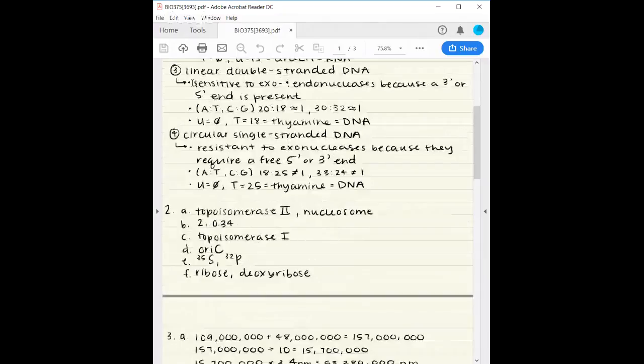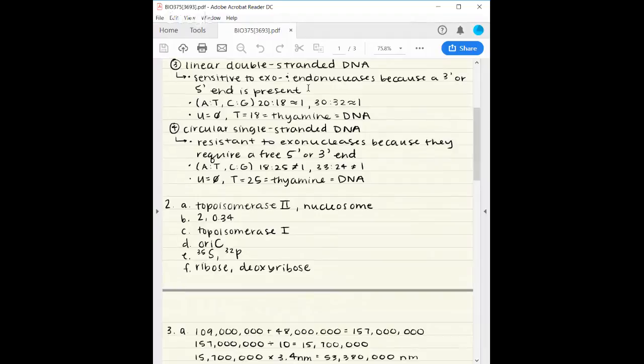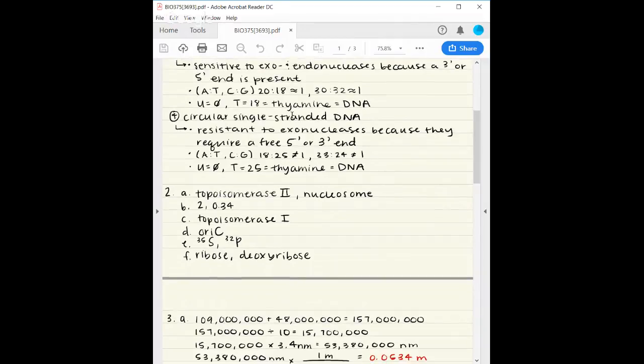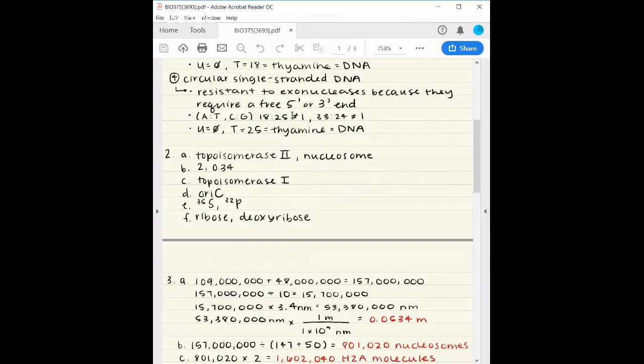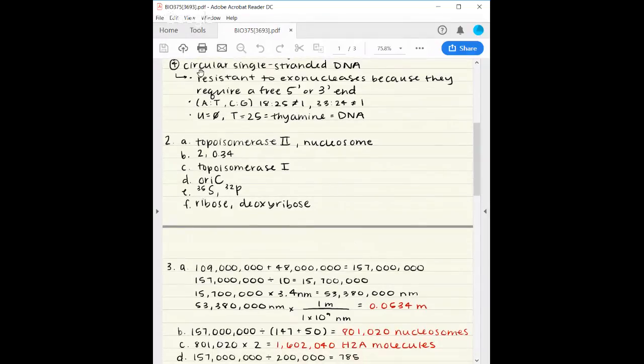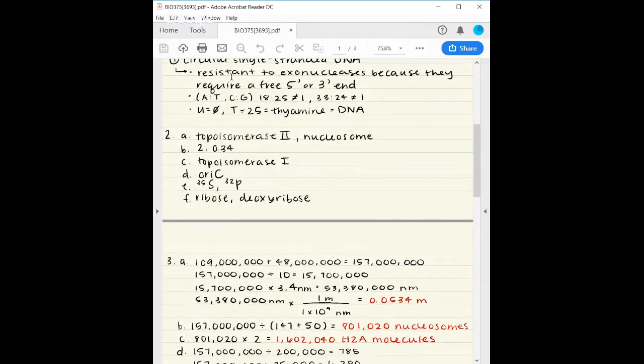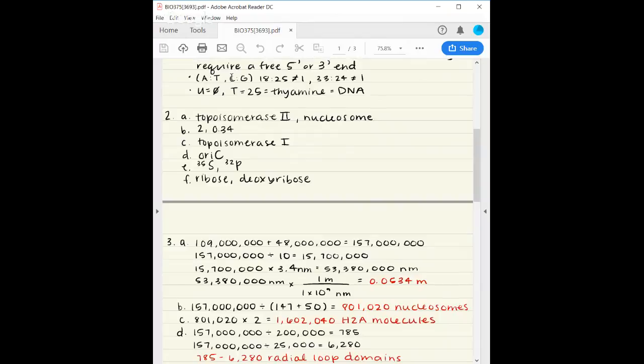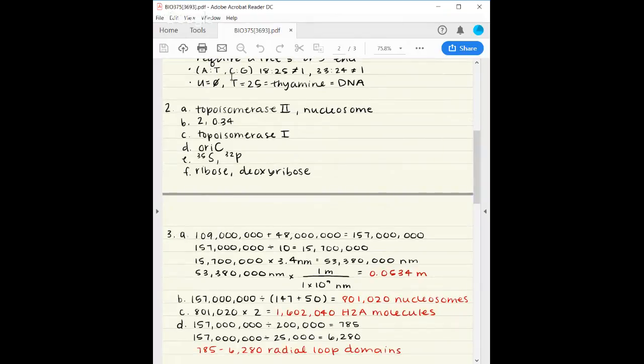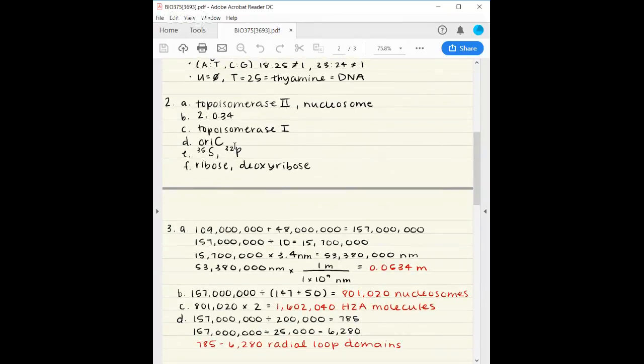Then for 3, linear because it was sensitive to both exo and endonucleases. Double-stranded because the A to T and C to G ratios were about equal to 1. And DNA because it used thymine, not uracil. And 4, circular because it was resistant to exonucleases, meaning it did not have a free 5' or 3' end. Single-stranded because the A to T and C to G ratios were not equal to 1. And then DNA because it used thymine, not uracil.